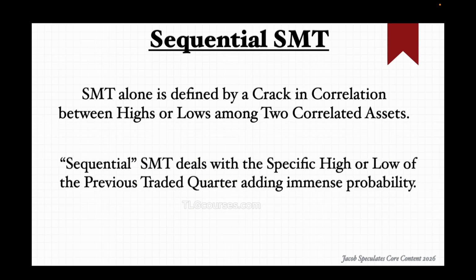Sequential SMT deals with the specific high or low of the previous traded quarter, adding immense probability. So this is where the term sequential comes from, right? Because you're thinking within a sequence. So you're still looking at highs and lows, but you're looking at only specific highs and lows. So the highest high and the lowest low of the previous quarter is what you're focusing on.